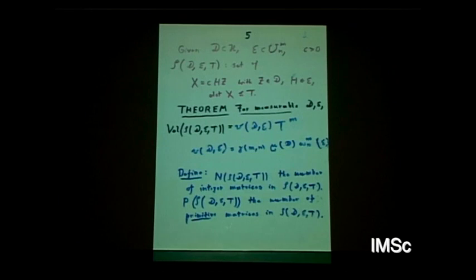Okay, so you could say, well, now come on, this is just an integral or something like that. This is not number theory, right? This is, but so we have to work more. So define N of this set to be the number of integer matrices in this set, and capital P the number of primitive matrices in this set. So we have to define what we mean by primitive matrix.